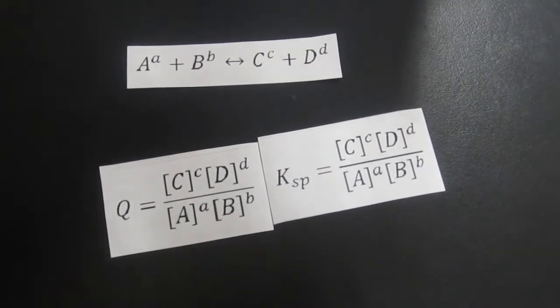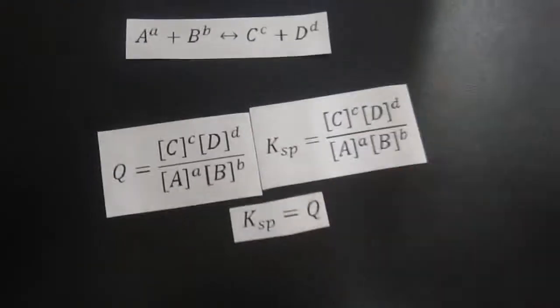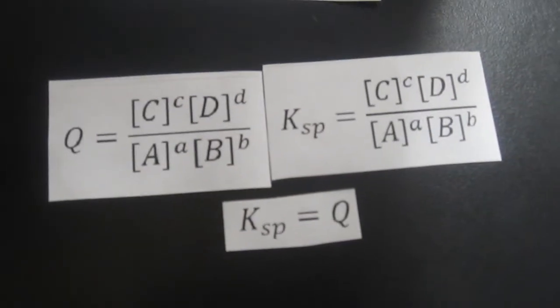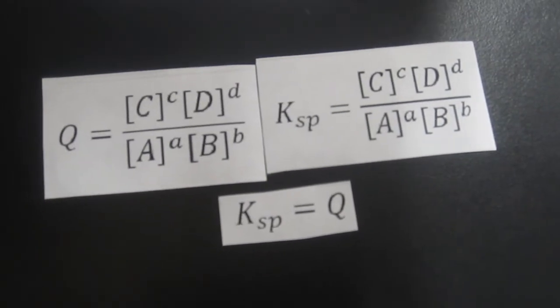If Q is equal to Ksp, then it means the solution is at saturation, and it will not produce a precipitate. It is only when the trial ion product is greater than the solubility product constant that a precipitate will form. Back to our example.